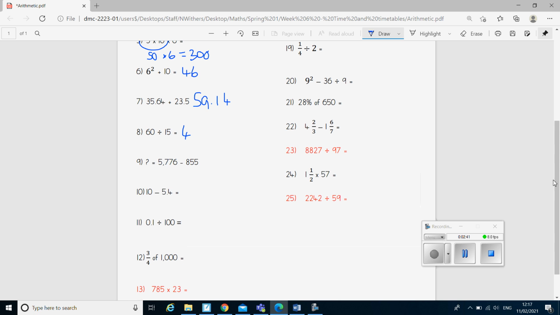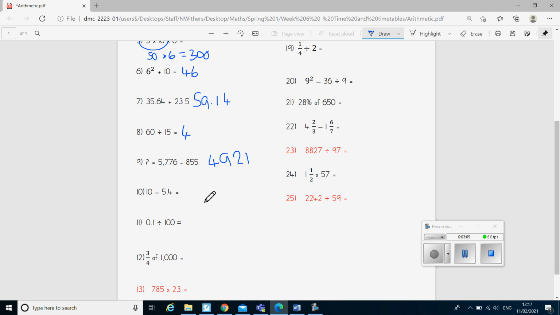Question 9, something equals 5,776 take away 855. Again, it's a column subtraction. Line your digits up correctly. All they've done is, like we've been doing in our question 1 of our arithmetic throughout the week, they've put the equals at the beginning of the sentence. So the answer we were looking for number 9 was 4,921.